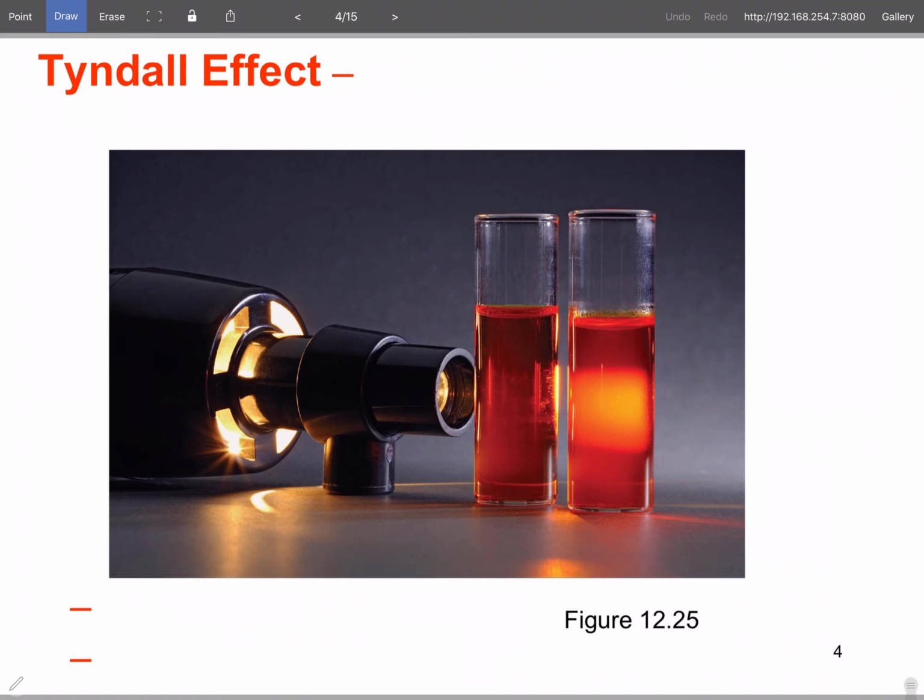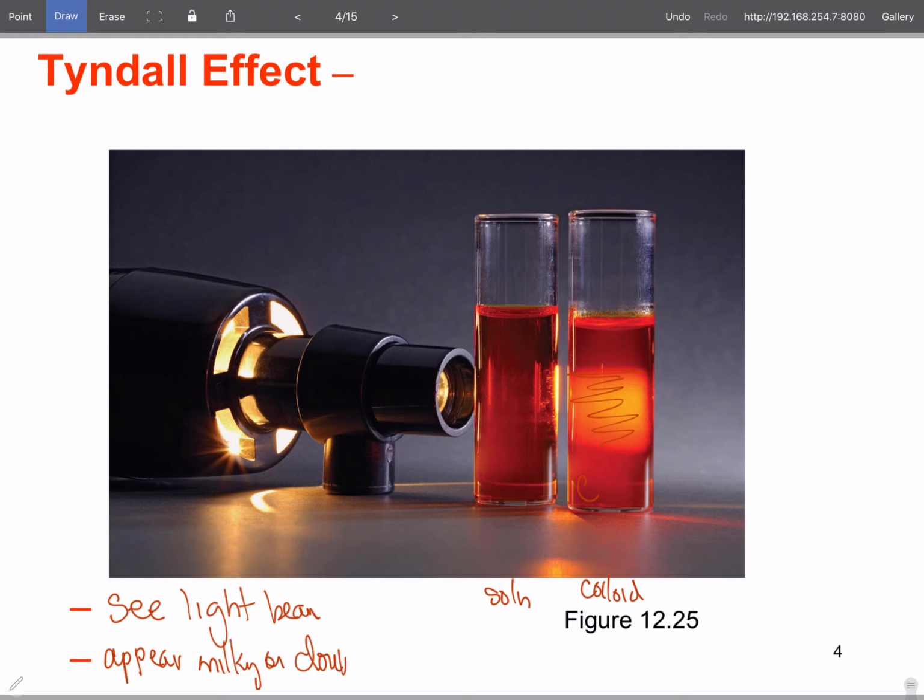Now, we talked about the Tyndall effect, and this is one of my favorites. What it really is, you can see the light beam. So what we've got is, this is a colloid, like you can see that because it's red on red. This is a colloid, and this is a solution. Now notice you cannot see the light beam. Here you can see the light beam in this area right here. And you may not be able to see the entire light beam, but it'll appear milky or cloudy. And that means that the particles are large enough to scatter the light.